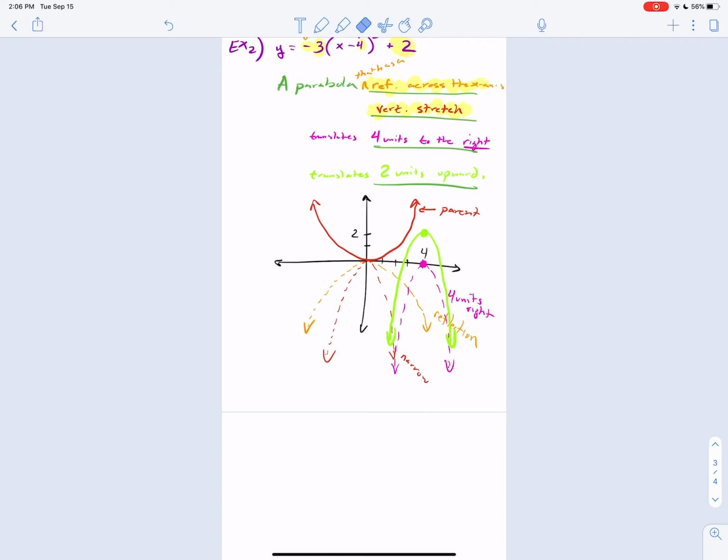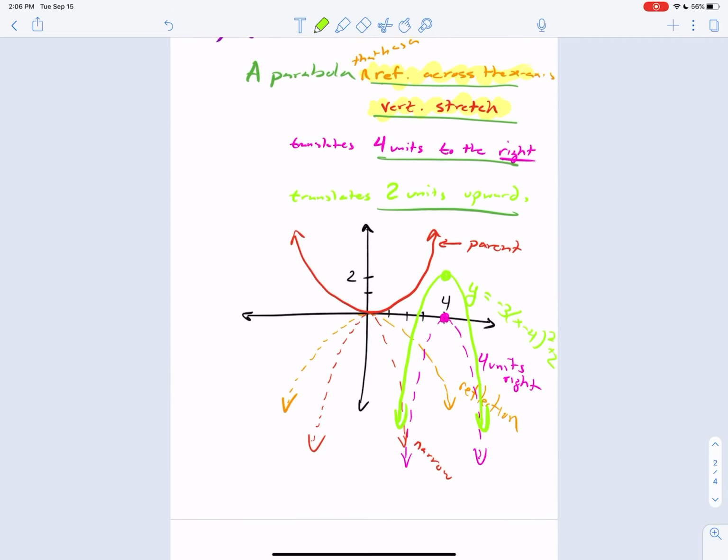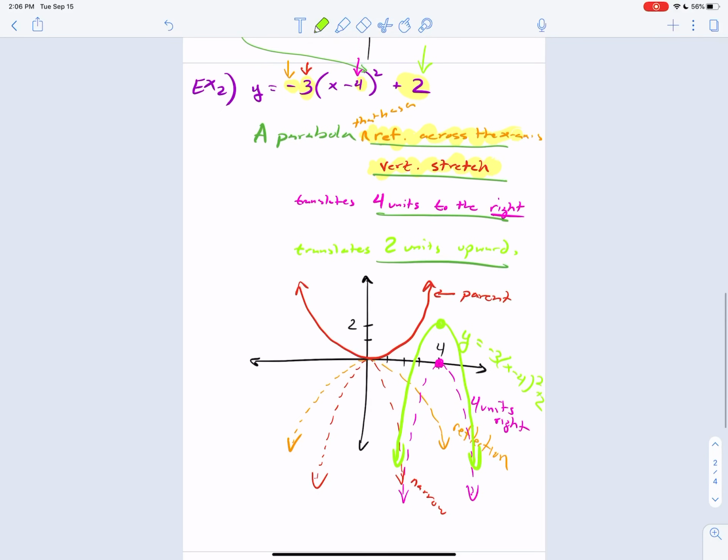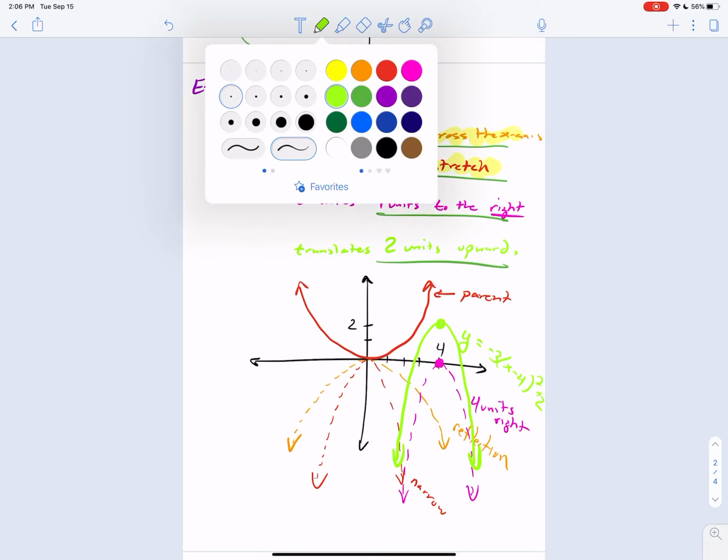Now, by all means, you could definitely jump straight to the answer if you know this very well. If you have trouble visualizing it, I encourage you to draw it out one at a time. So I'll call this y equals, since this is my final answer, negative 3 (x minus 4) squared plus 2. Okay, and that's it. All right, one for you guys to try and I'm all done.